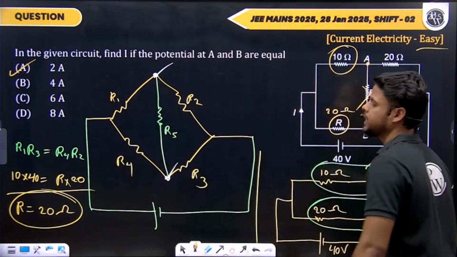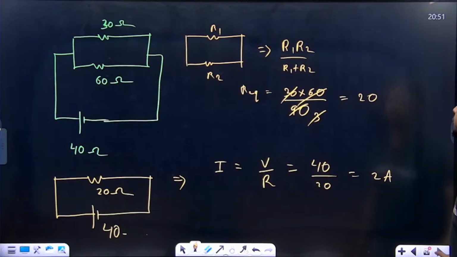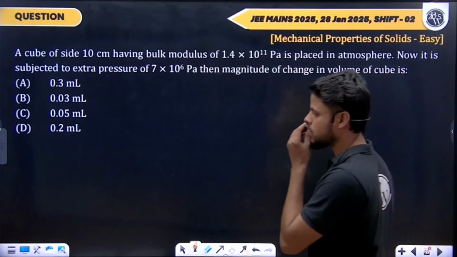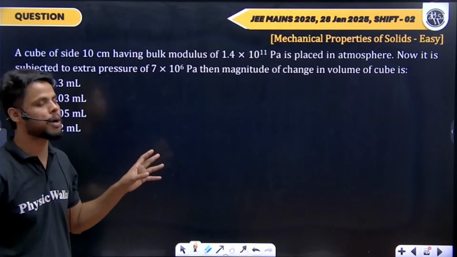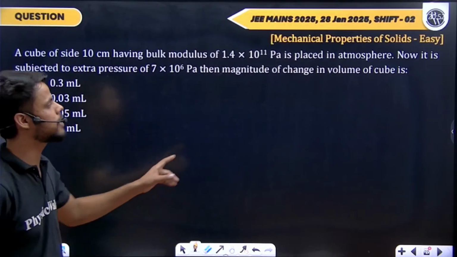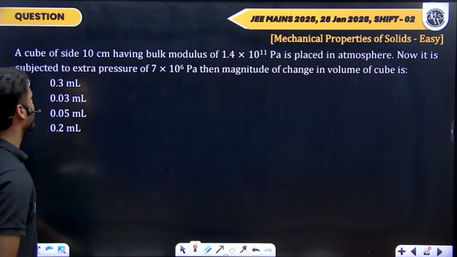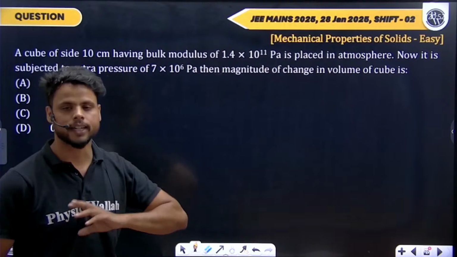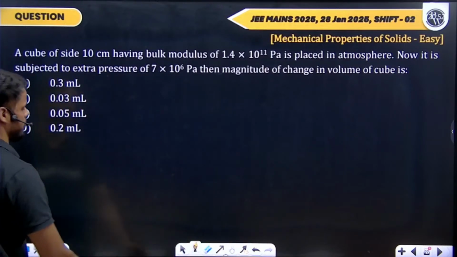Now moving on to the third numerical, let's see what it is. This is our third numerical, which is based on bulk modulus, a topic of class 11th, and the difficulty level is easy. It is an easy level numerical. First of all I will read the numerical and take the sufficient data out of it, and after applying formulas we can solve it easily.